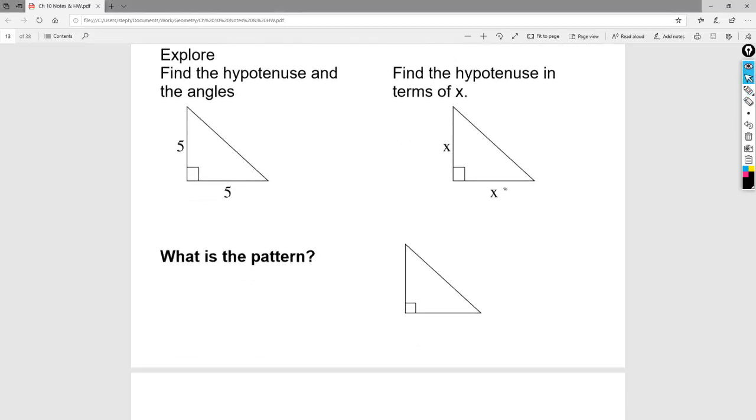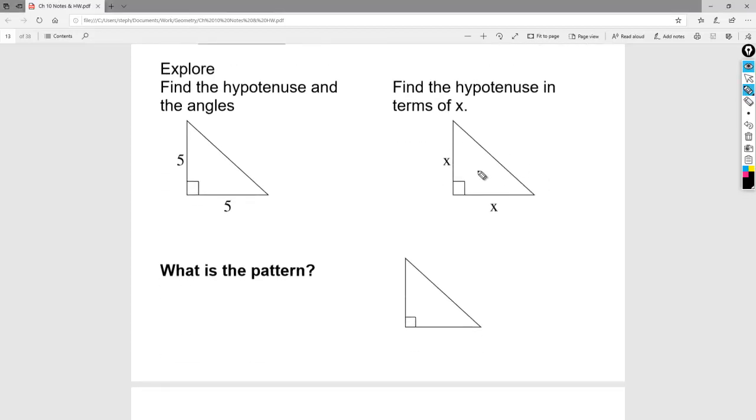Okay, so a little bit of exploration. I want to find the hypotenuse and the angles given that these are both 5. Well, I know that the opposite angle will always correspond with the opposite side, right? So my angle here will correspond with 5. My angle here will also correspond with 5. Because this is an isosceles triangle and my sides are the same, I know that my angles must also be the same. So these will both be 45.